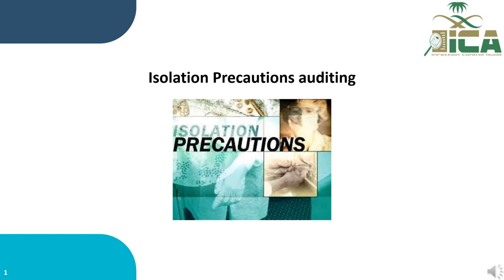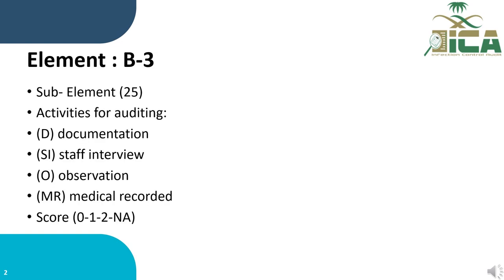Today, inshallah, we'll learn how we will evaluate and how we will do the audit for the isolation precaution. This element is number 3 from domain B, the infection prevention and control key measures. It includes 25 sub-elements. The activities for the auditing we need are documentation, staff interview, observation, and medical record. And the scoring will be 0, 1, 2, or not applicable.